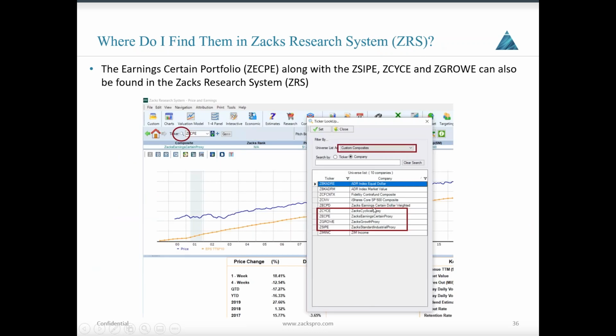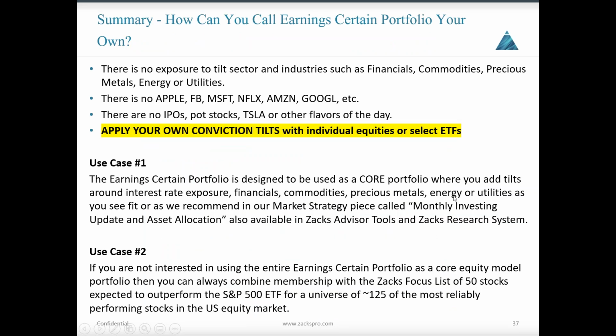In the Zacks research system, all of the proxies can be found just by clicking on the magnifying glass and going to custom composites and scrolling to the bottom. It's Zacks earnings certain proxy right here. Anyone who's interested in upgrading from Advisor Tools or perhaps keeping Advisor Tools and bringing on the Zacks research system, which is our institutional platform that you've seen a ton of charts where we build composites and all sorts of things, that can be done very reasonably as well. Just reach out to your sales representative.